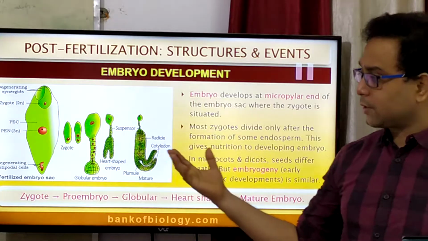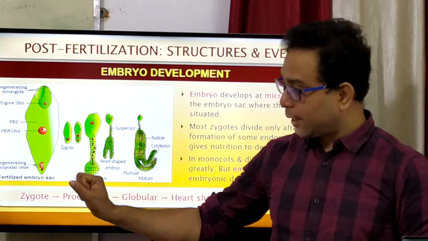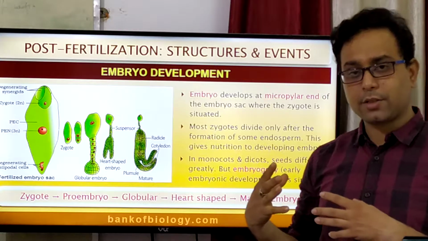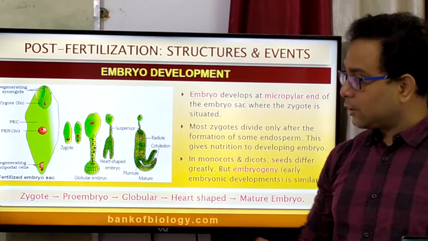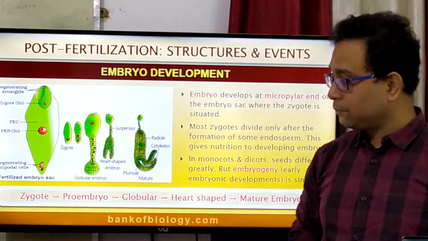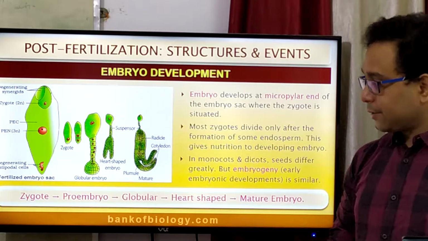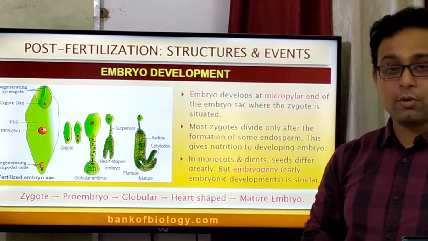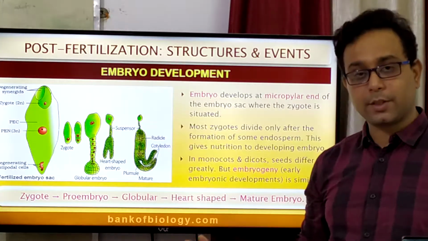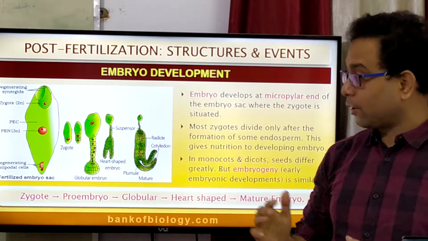So, if you observe this NCERT book picture, you will see that first of all the zygote is formed in the micropyle. After that, cell division is initiated, so the pro-embryo is formed. After that, it is the globular embryo, right? Next, it is a heart-shaped embryo. And this one is the mature embryo. This picture is very important in the NEET exam. So, please draw this picture and label all of these parts, right? It is a very important part.